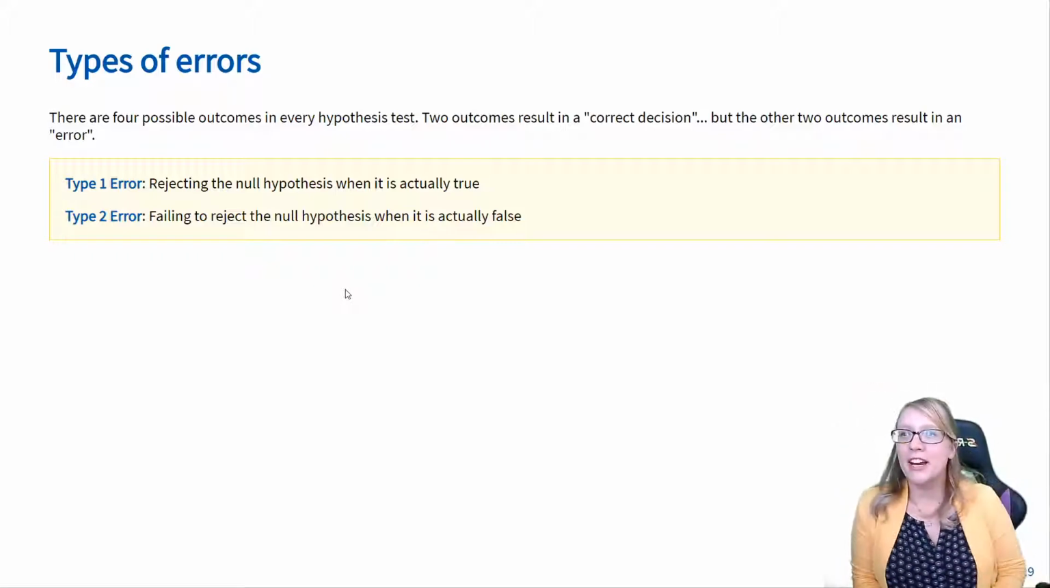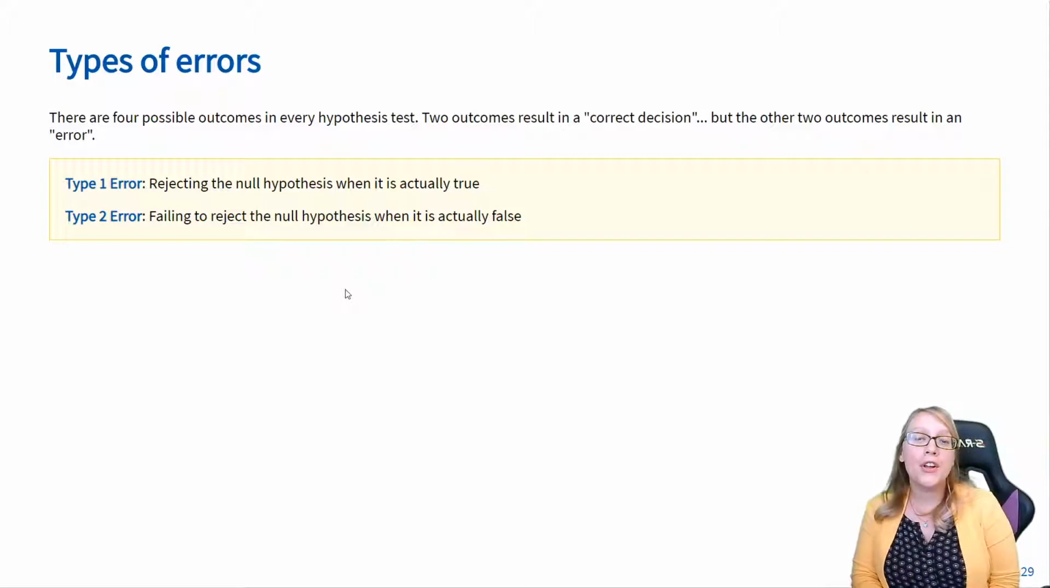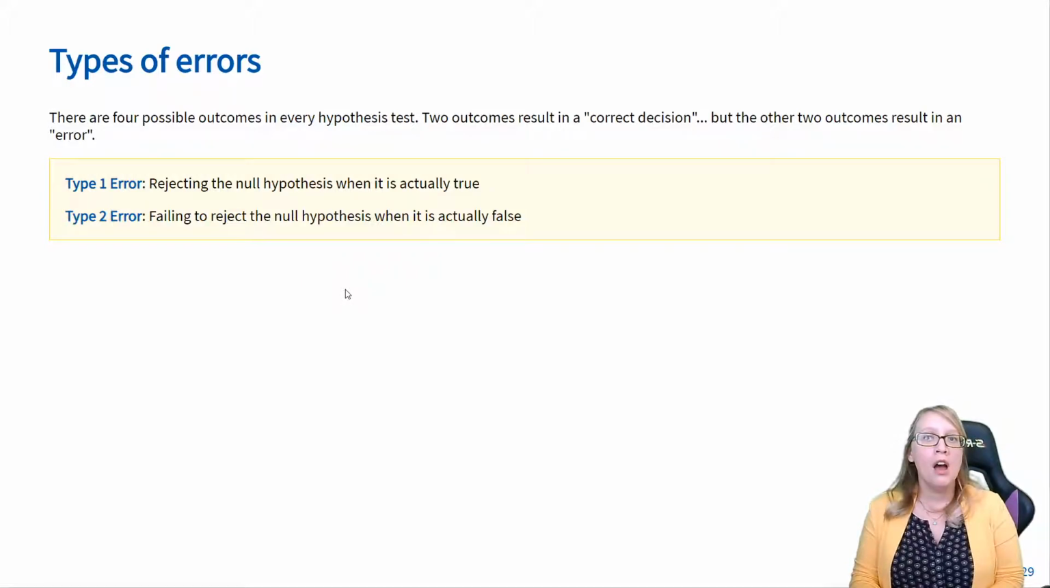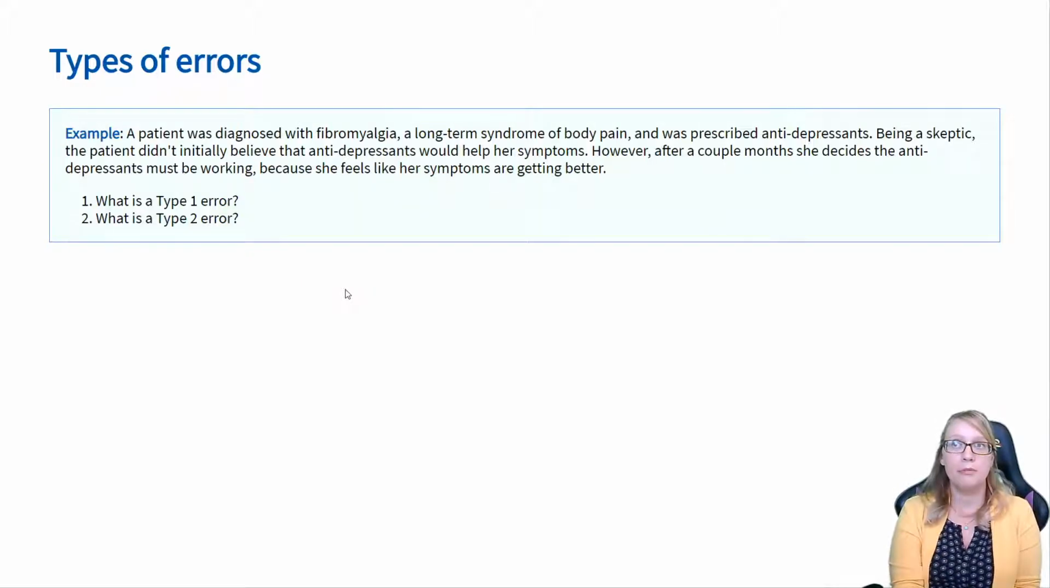A type 1 error will happen if we reject the null hypothesis when it is actually true. So our null hypothesis was a true statement, we chucked it anyway. Our type 2 error occurs if we fail to reject the null hypothesis when it's actually false. So our null hypothesis was wrong, but we didn't find enough evidence in the data to disprove it or discredit it. So let's take a look at an example.